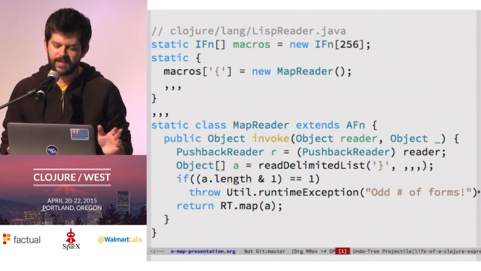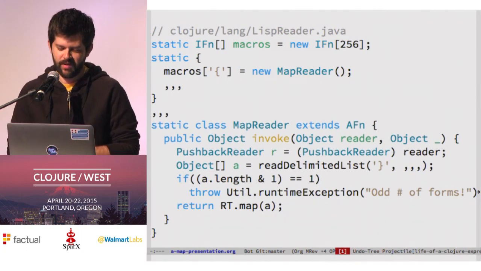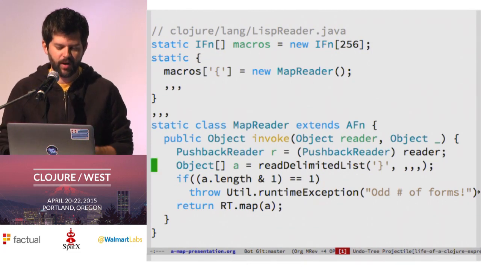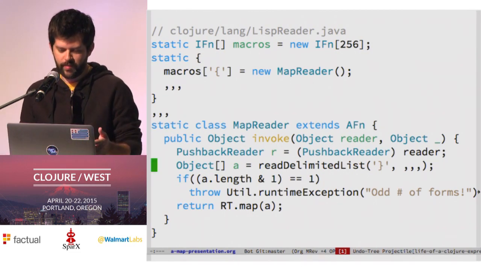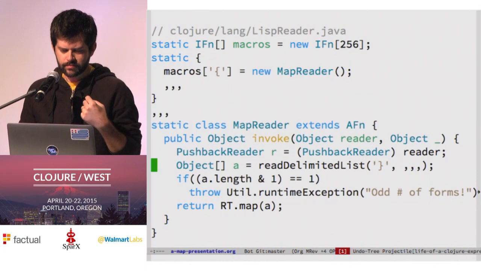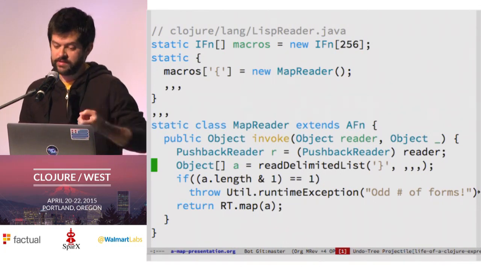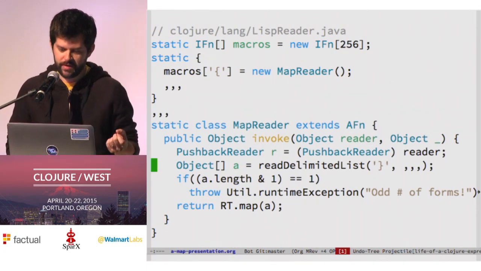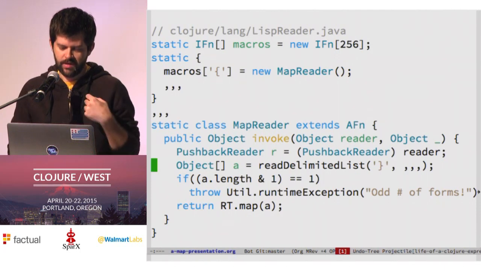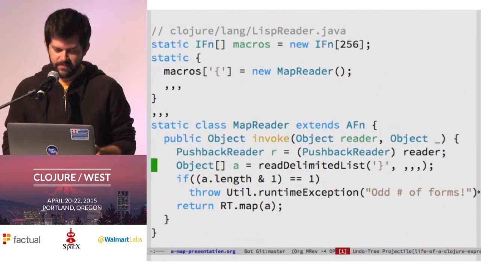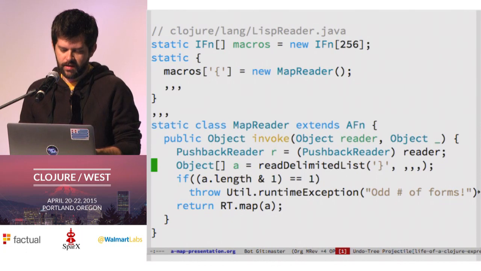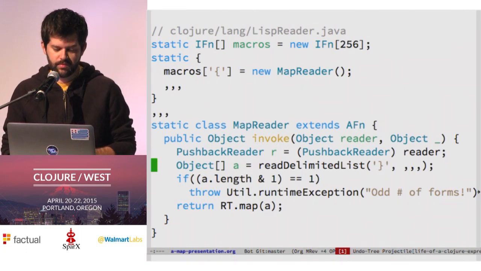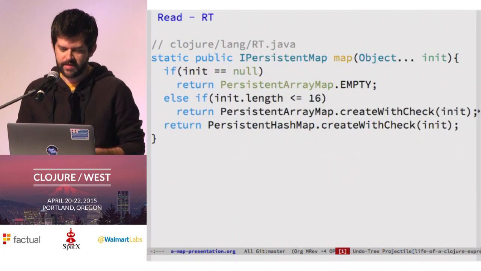Obviously, it calls out to some things that are doing some more meticulous work, but all the map reader has to do is read the list of things that follows the open curly brace until it gets to the closed curly brace, make sure it found an even number of things, and then call this rt_map method.